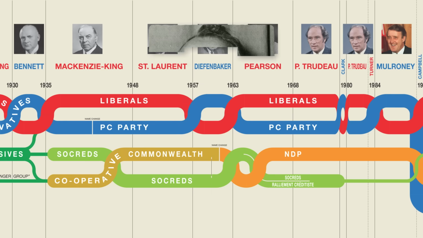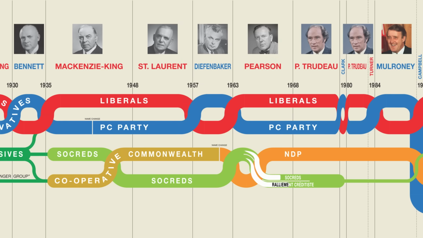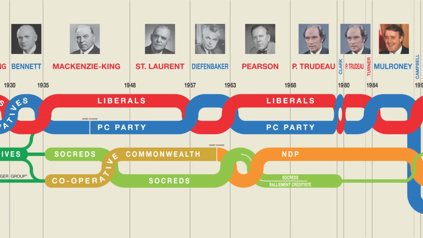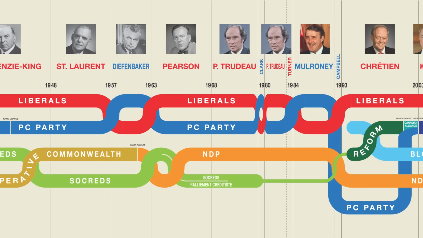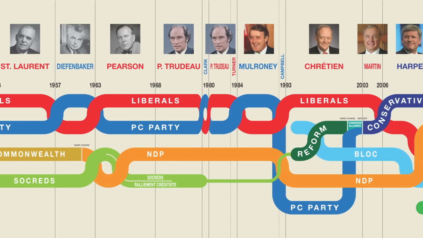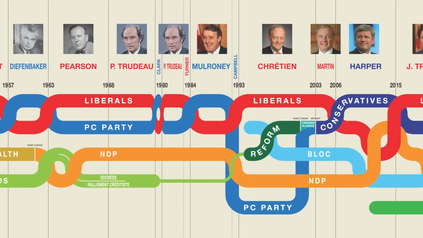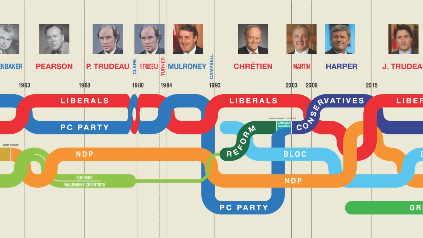As for the SOCREDs, well, they actually split for a while along language lines from 1963 to 1973, with the French faction being called the Realignment Creditiste. They never did recover from that split though, and by the 1980s they were no longer represented in Parliament. This left Canada with only three parties, but only for about a decade because in 1993, the political landscape in Canada underwent its biggest change yet.